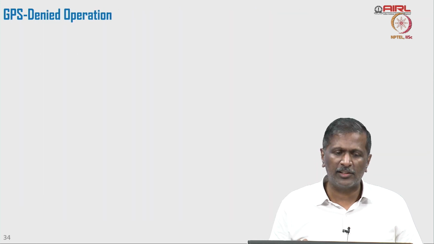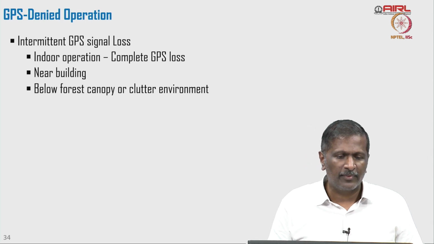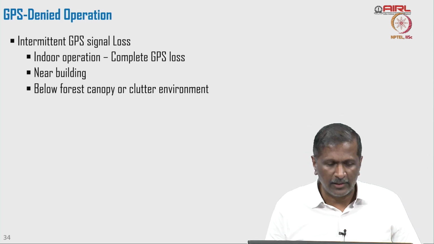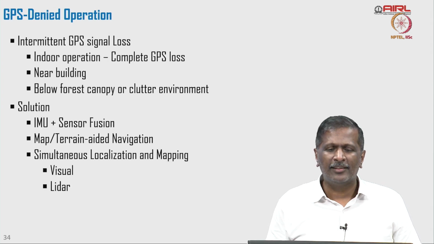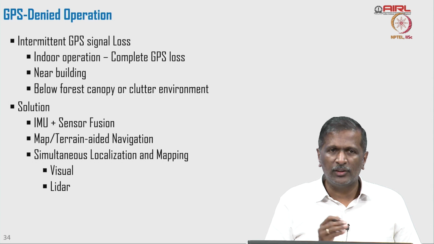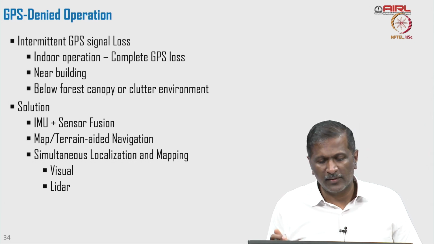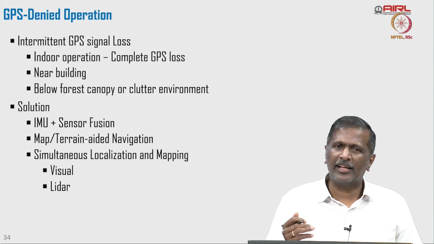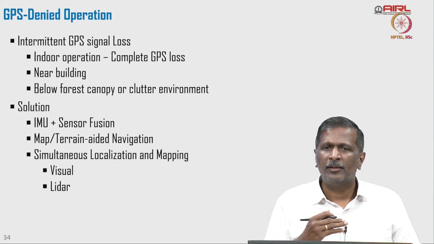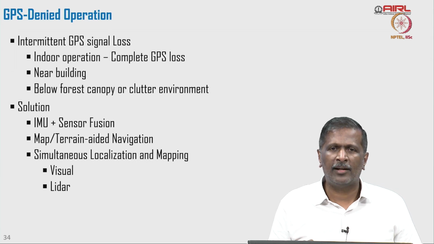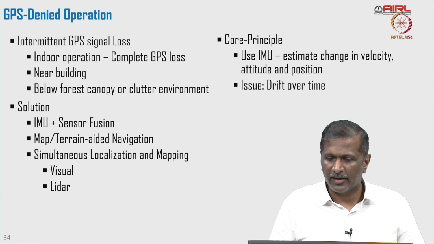Now, how can I use this for GPS denied environment? Suppose let us say GPS signal is lost, or I am operating in indoor conditions or near the building or forest canopy or cluttered environment. So, what I can do, I can use IMU plus sensor fusion, right, or I can use terrain aided navigation, or I can use SLAM, LiDAR and radar SLAM to estimate the velocity and pose of the drone and fuse it with the IMU to get the complete state, right.